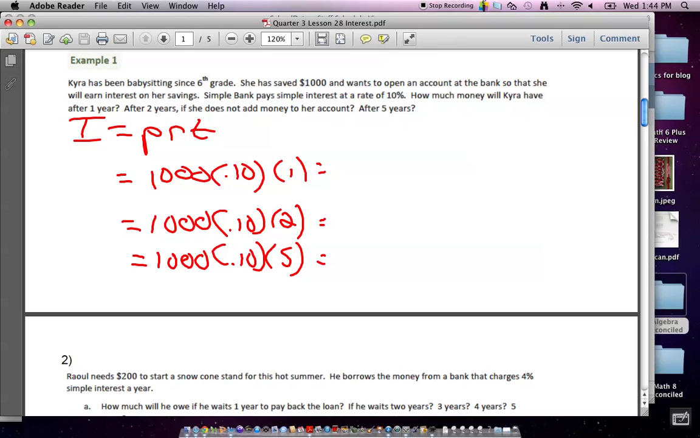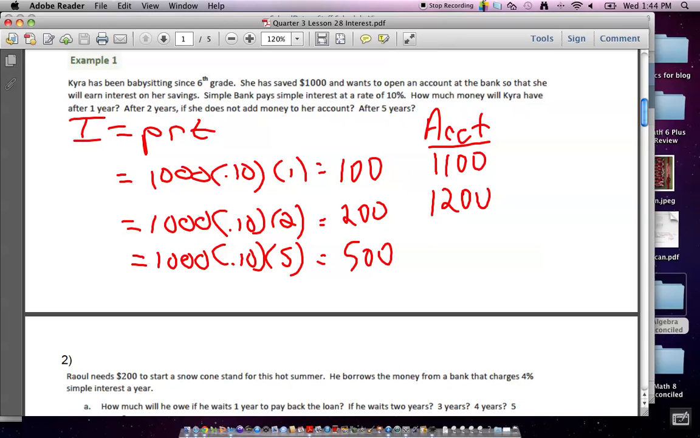Ready? What's the first one work out to? 100. Next one? 200. And next one? 500. Now, you got to be careful here because this is not the amount of money in the account. If you had $1,000 in the account to start with, how much is in the account now? 1,100. This one? 1,200. And the last one? 1,500. So that's the way simple interest works.